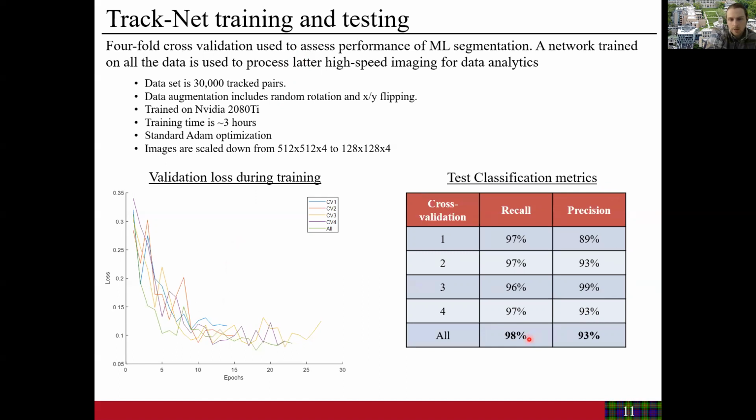And then lastly, we show our test classification metrics. Again, recall for the tracked particles is 98%. So of all the tracked particles in our data set, we detected 98% of those accurately. And precision here is 93%. So of all the particles we predicted as tracked, 93% of them were actually tracked particles.